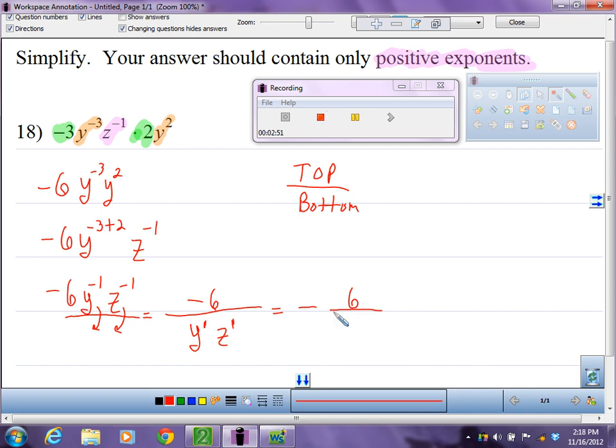I have my 6 on top. And I can always make my 1 power invisible. It's understood to be a 1. So this will be our final answer.